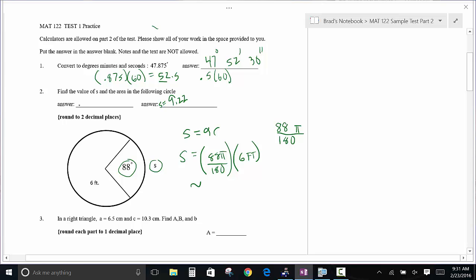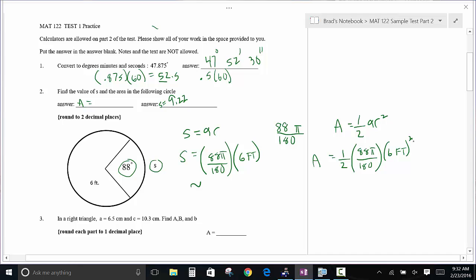I also want you on this problem to find the area of the sector. So the formula for the area of a sector was 1/2 alpha R squared. Again, I give that formula. You're just going to know how to crunch it out. So we would do 1/2 times alpha. Alpha, again, has to be in radians. The radius is 6, so you have to square that.